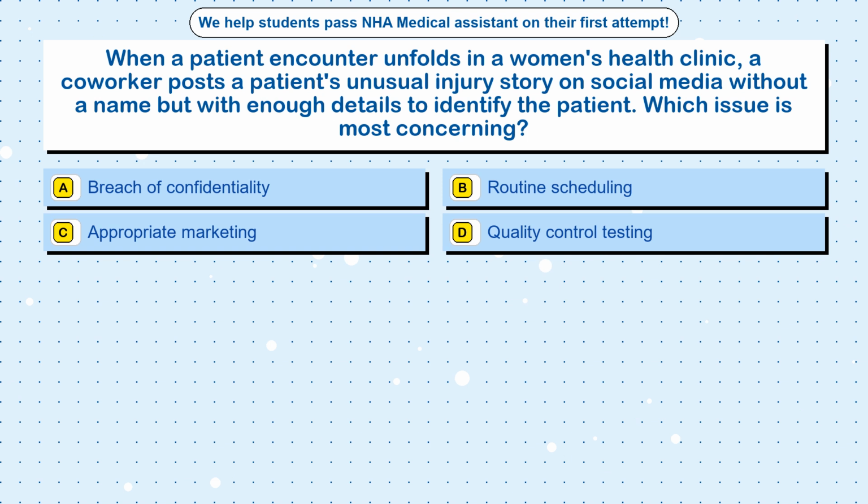Question 38. When a patient encounter unfolds in a women's health clinic, a coworker posts a patient's unusual injury story on social media without a name but with enough details to identify the patient. Which issue is most concerning? Option A. Breach of confidentiality. Option B. Routine scheduling. Option C. Appropriate marketing. Option D. Quality control testing.